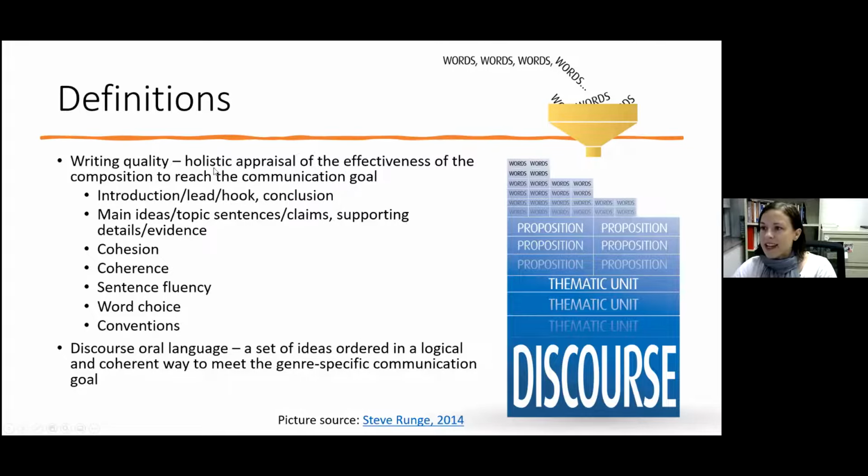So this is a paraphrase definition for writing quality and for this overall discourse level piece, where we might be ordering ideas in a logical and coherent way to meet our communication goal, which is usually genre specific.